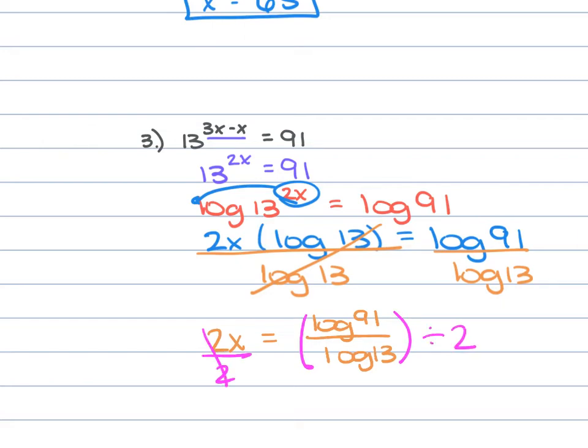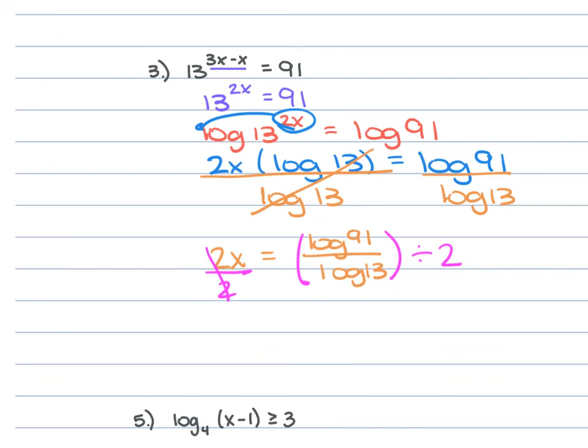So using your calculator, again, you're not going to have a calculator for your quiz, so a question like this wouldn't be on there. In your calculator, you're going to do log 91 divided by log 13, hit the enter button, and then divide that answer by 2 to get 0.88.